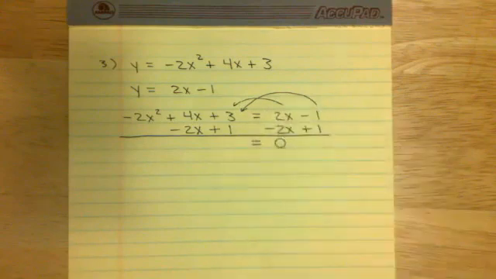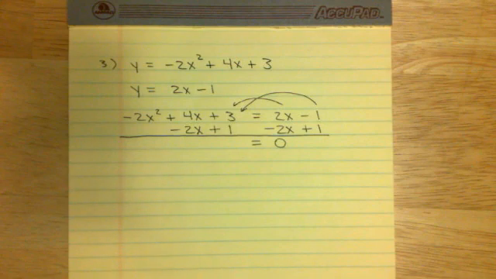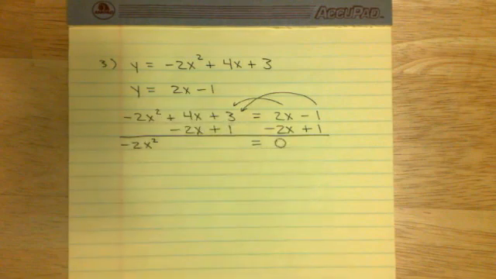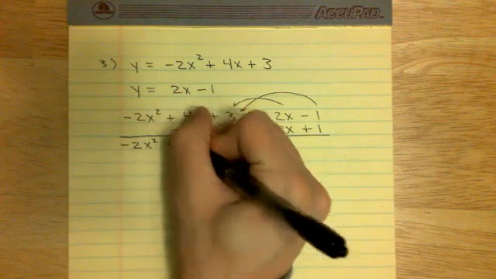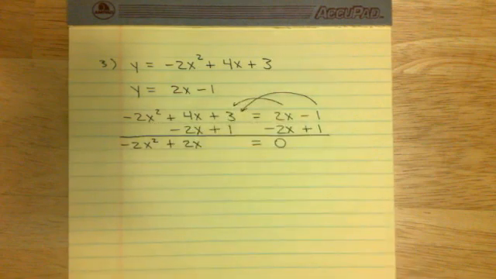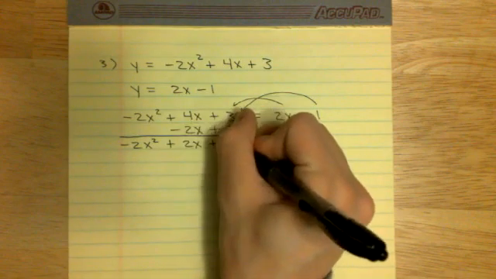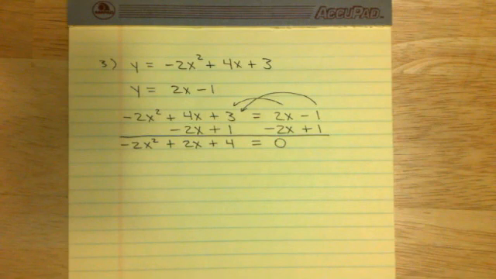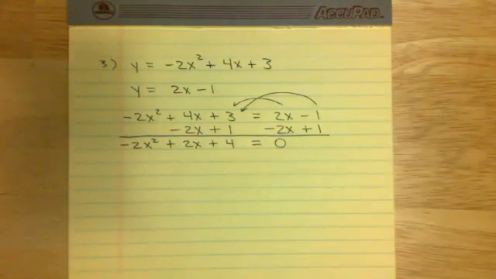Everything else is going to occur on the left side. So what do I get on the left side? I get -2x squared, plus 2x, plus 4. All right. So now I have everything on the left side, and I have nothing on the right side.